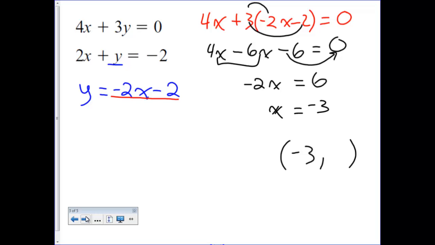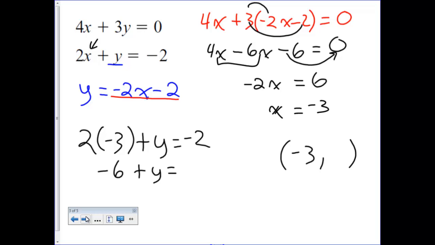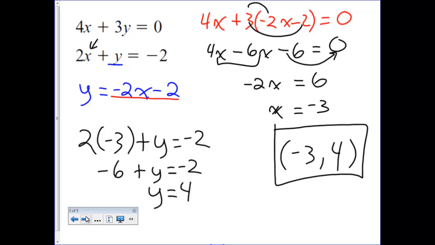Calculate the y. I'm going to go back and put this negative 3 in place of this x right there. So 2 times negative 3 plus y equals negative 2. Well, that's going to give me a negative 6 plus y is going to equal negative 2. Add 6 to both sides, y ends up equaling 4. So the solution to our system is negative 3, 4.